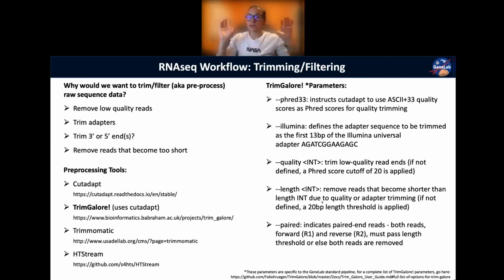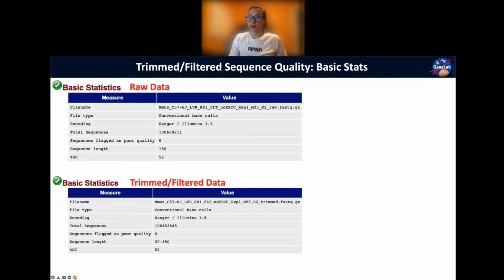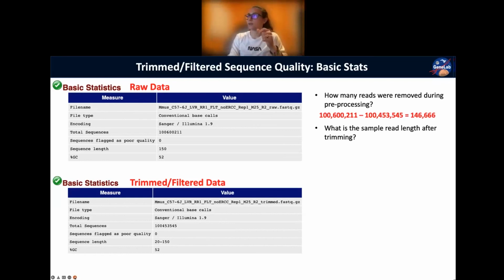If you don't say anything, there's a default of 20, and we actually use the default of 20. So we tell it that if it's at least 20 base pairs or longer, we keep it. If it's less than 20, we want to throw it away, we want to get rid of it. And so that's why the smallest read length that we have now is 20 base pairs.